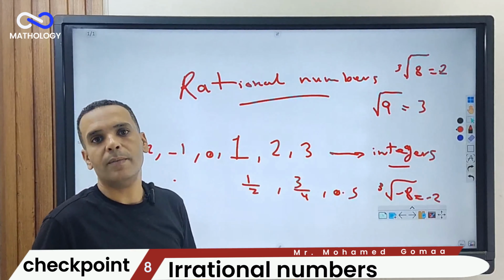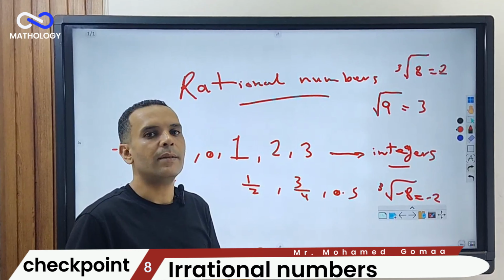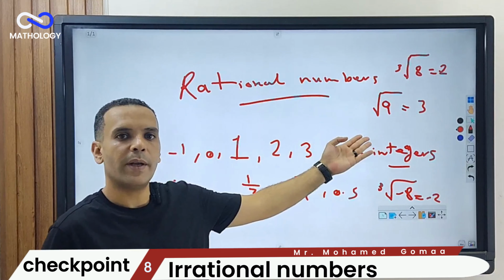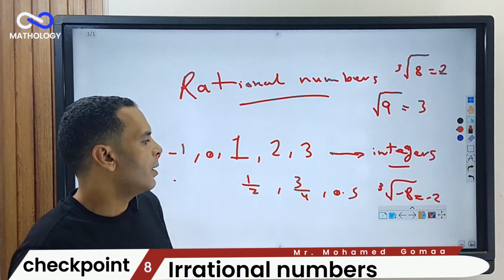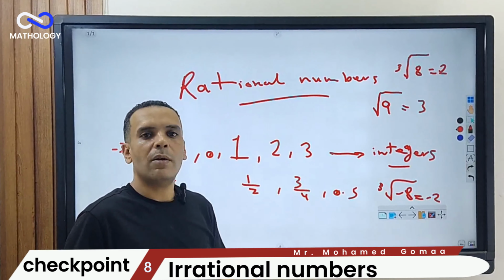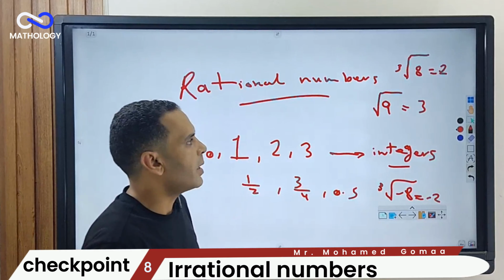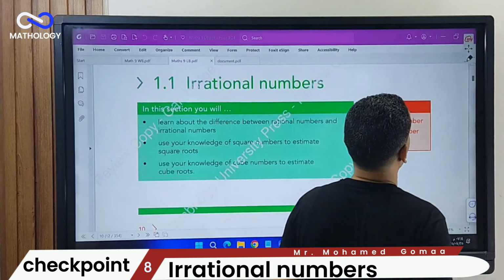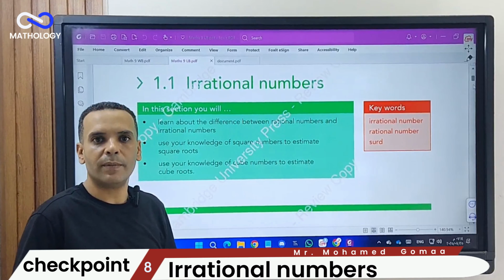Again, rational numbers contain integers, fractions, the square root of the square number and the cube root of the cube number, and the decimal and the fraction. All of these numbers are called rational numbers. But our lesson today is about an irrational number. Now, what's meant by the irrational number?